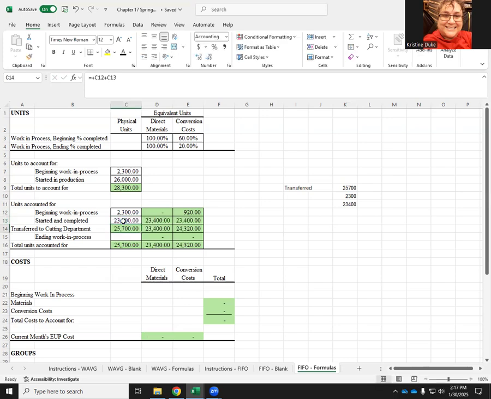Okay, look at that, everything's calculating for me. And then my ending work in process: we moved over 26,000 and completed 23,400, so I got 2,600.